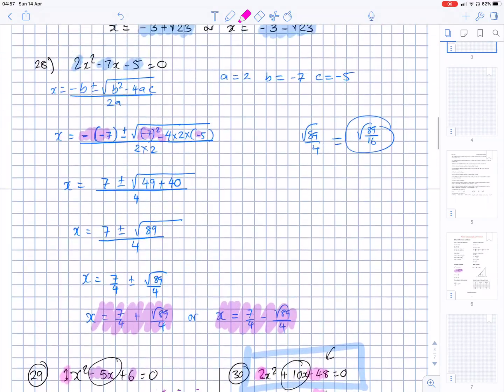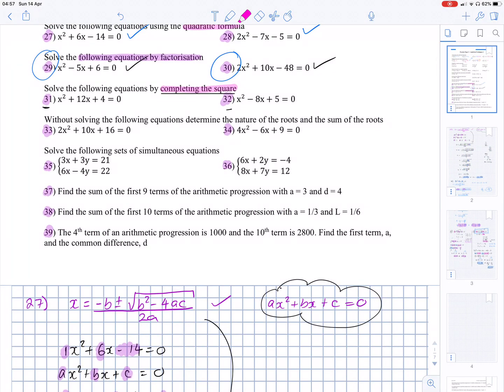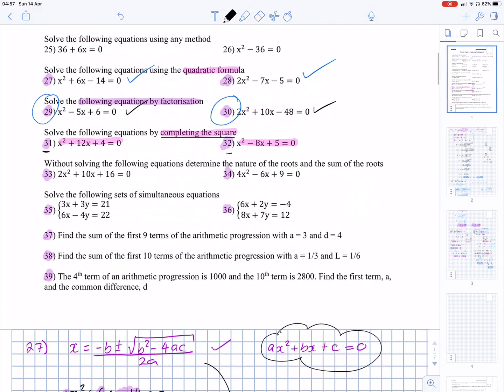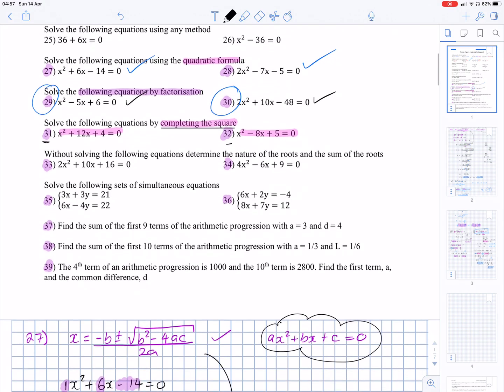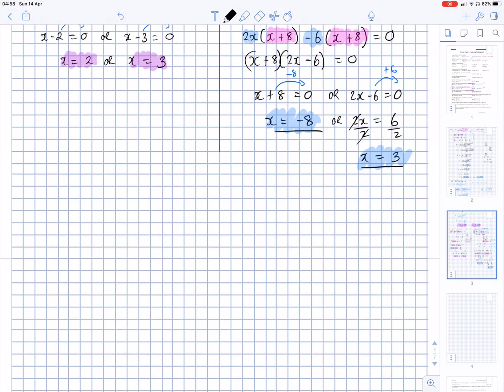Okay, so we've done 29, 30. We're doing 31, 32, which is completing the square to solve these two equations. So the first equation is x squared plus 12x plus 4 equals 0, and this is number 31.